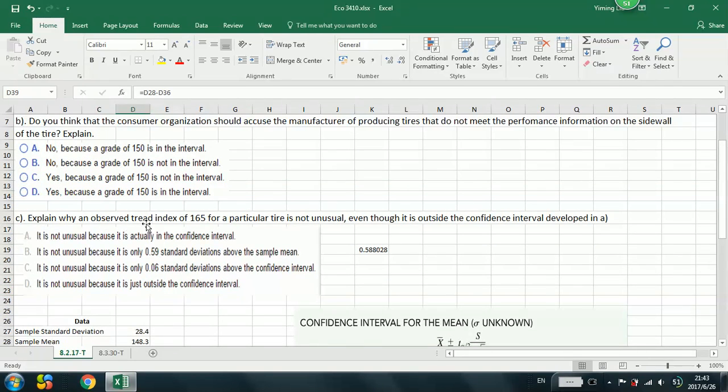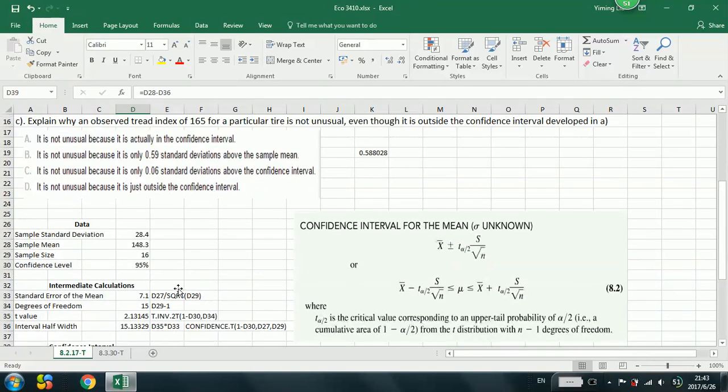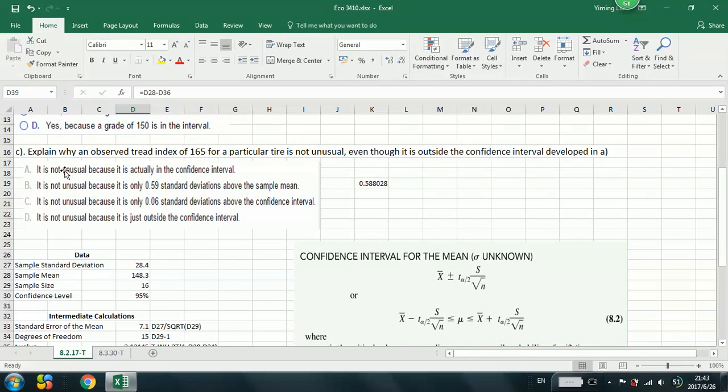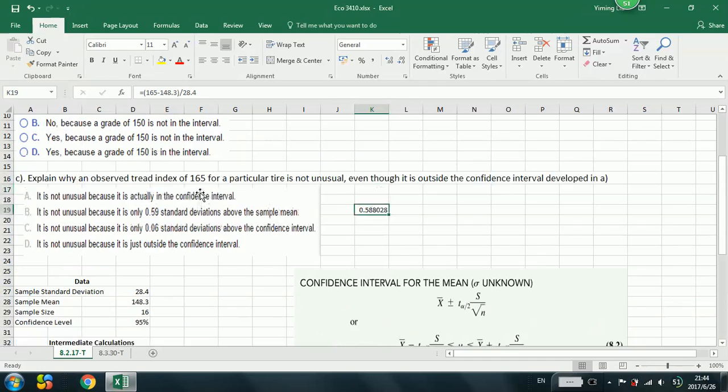And for part C, explain why an observed tread index of 165 for a particular tire is not unusual, even though it is outside the confidence interval developed in A. We can see that this 165 is actually beyond this confidence interval. Let's take a look at the different choices. Choice A says it is not unusual because it is in the confidence interval, which is not true. Choice B says it is not unusual because it is only 0.59 standard deviations above the sample mean. So we can do a quick calculation to check whether it is true or false.